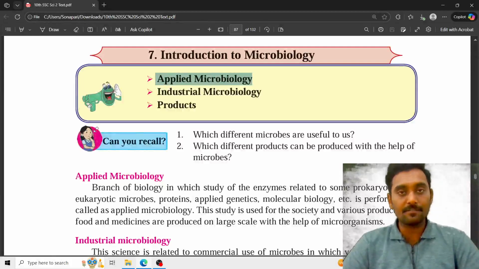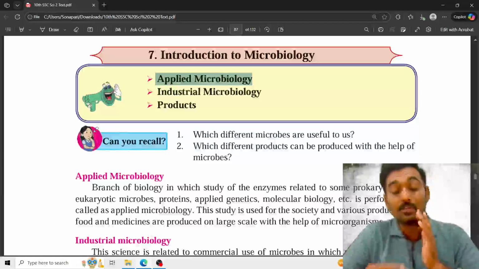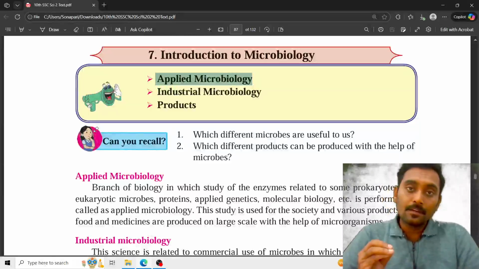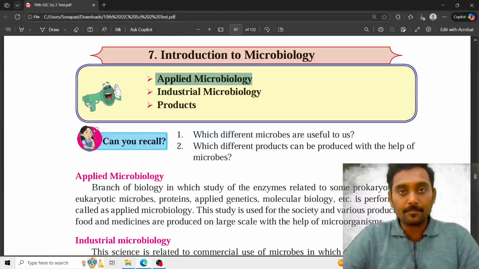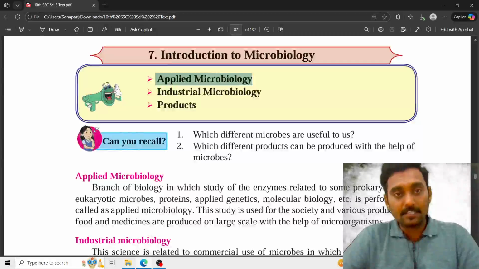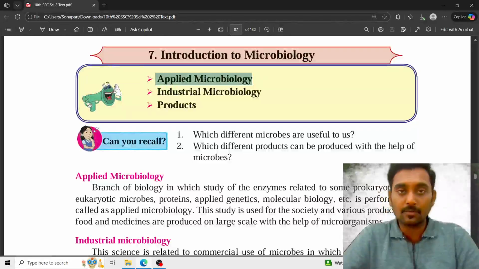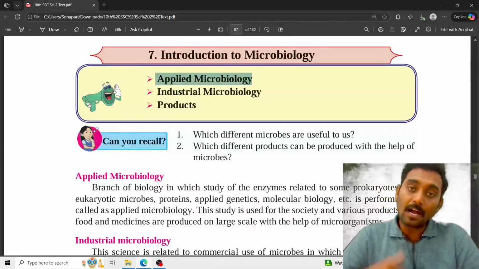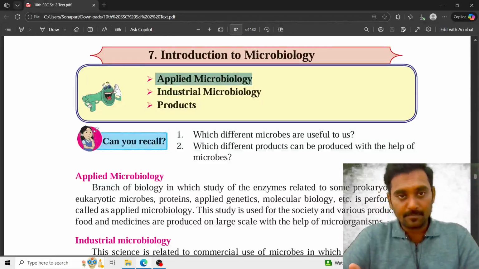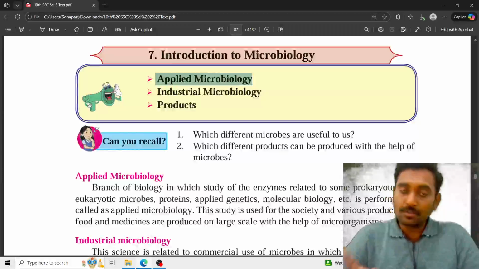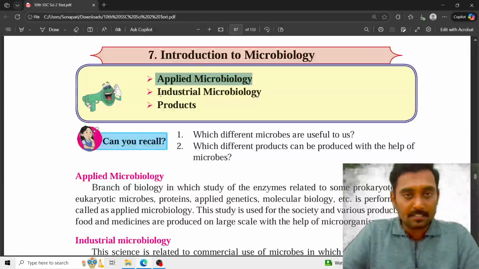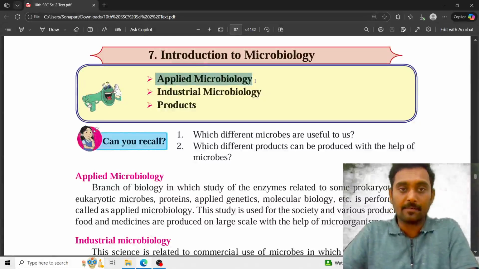So here we have used microbial enzymes, that is lactobacilli. Here we have applied this microorganism, lactobacilli, inside the milk to make curd. So I have applied this science to convert the milk into curd. That typical study is studied under applied microbiology.